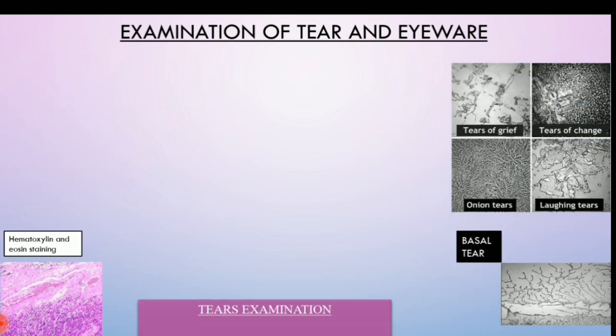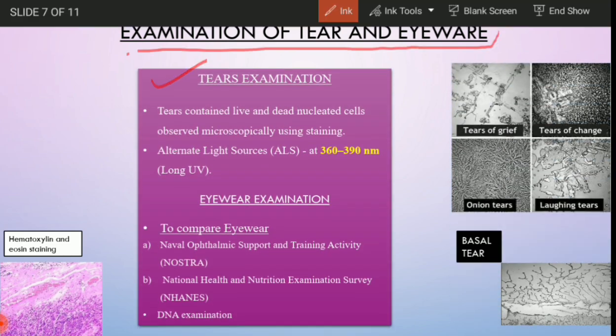First of all, tear examination. Tear contains live and dead nucleated cells, which means nucleated cells are present, so it can be used for extraction of DNA as well. They are microscopically examined. Then ALS, alternating light source, can be used in the 360 to 390 nanometer range.